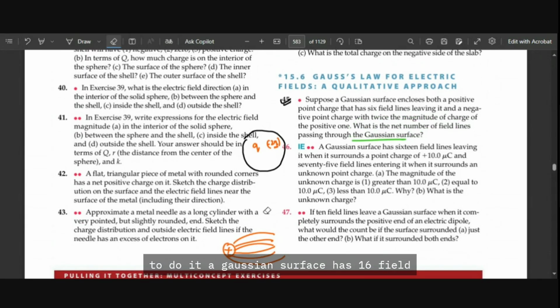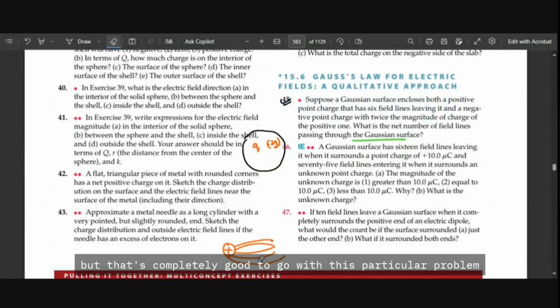A Gaussian surface has 16 field lines leaving it when it is surrounded by a point charge of 10 microcoulombs, and 75 field lines entering it when it is surrounded by an unknown point charge. Now that's an interesting question. We have to do a little bit of solving here, but that's completely good to go with this particular problem.